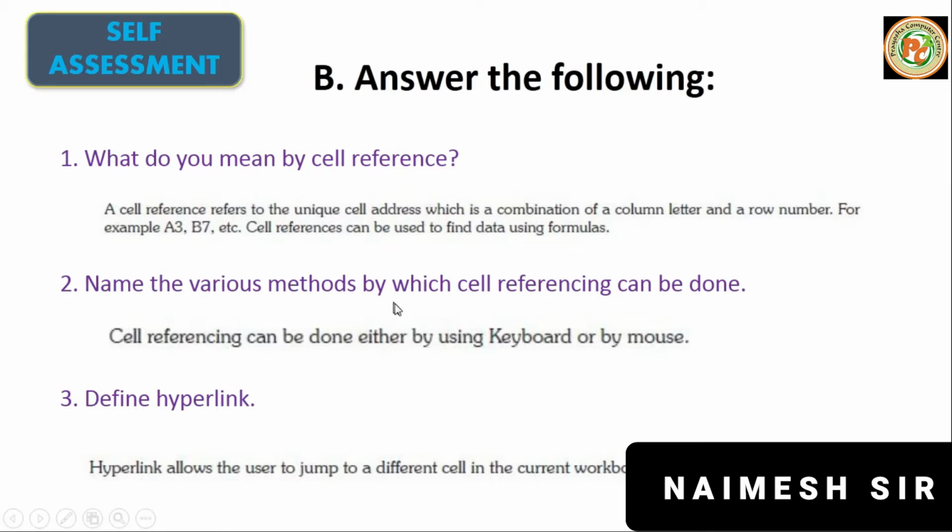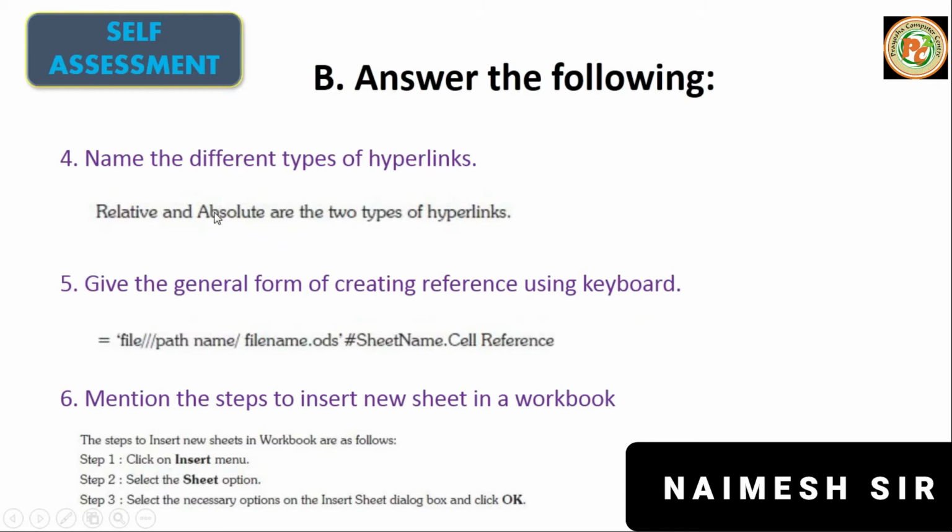Name the various methods by which cell reference can be done. So cell referencing can be done either using the keyboard or the mouse. Define hyperlink. A hyperlink allows the user to jump to a different cell in the current workbook or another workbook. Name the different types of hyperlinks. So there are relative and absolute, two types of hyperlinks in OpenOffice.org Calc.